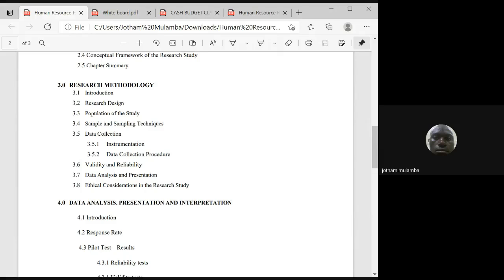Let's say Nairobi City County has 5,000 employees, so your target population is 5,000 employees. Your sample frame also means that even if you are to use census, which means you are considering everybody, you cannot issue more than 5,000 questionnaires. You can only issue a maximum of 5,000 questionnaires because that's the number of employees there. So in that case, the target population and sample frame are the same. From that, we then have a sample size. A sample size is a fraction from that particular target population.